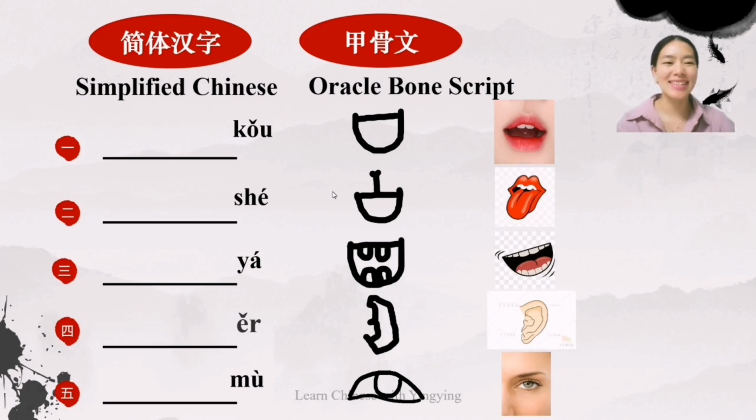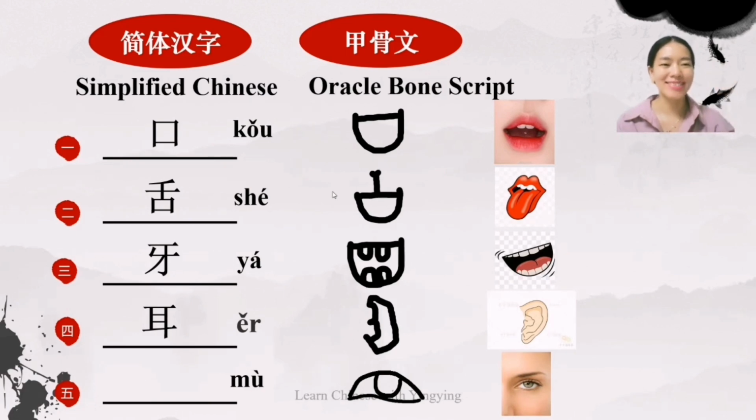The first one is kou. It means mouth. The second one is 舌. The third one is 牙. The fourth one is 耳. The fifth one is 目.